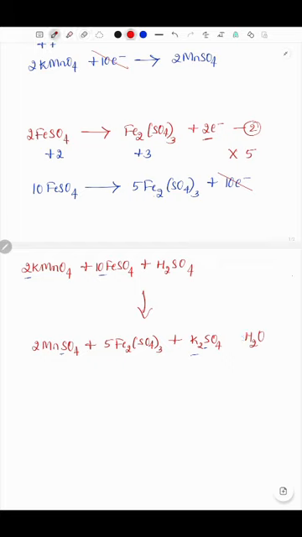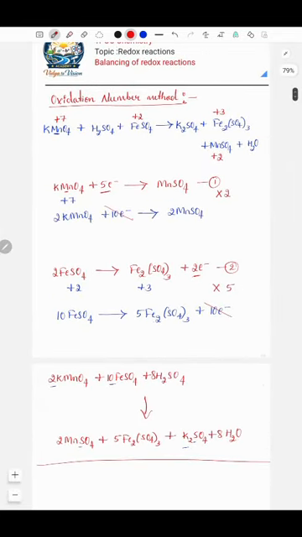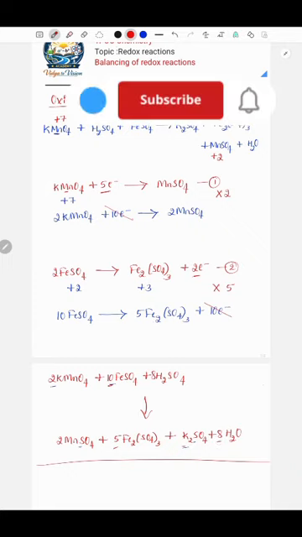Hence, the balanced reaction will be 2KMnO4 plus 10 FeSO4 plus 8 H2SO4, which gives rise to 2MnSO4 plus 5 Fe2(SO4)3 plus K2SO4 plus 8 H2O. And this method of balancing redox reaction, we call it balancing of redox reactions by oxidation number method. This is there in NCERT textbook as well, very important for your board exam, and these stoichiometric values will be asked in competitive exams like KCET and NEET. Hope this balancing is understood to you.